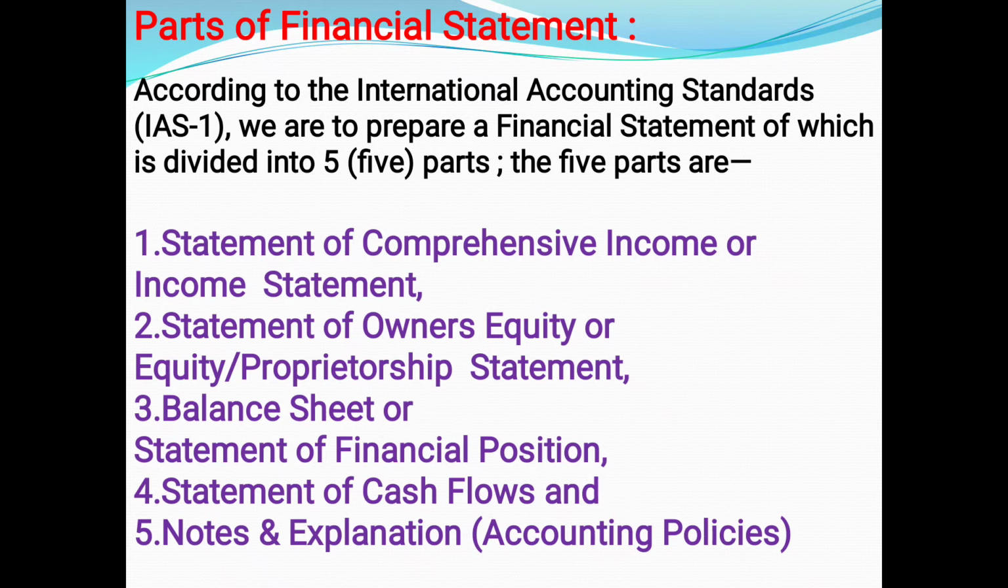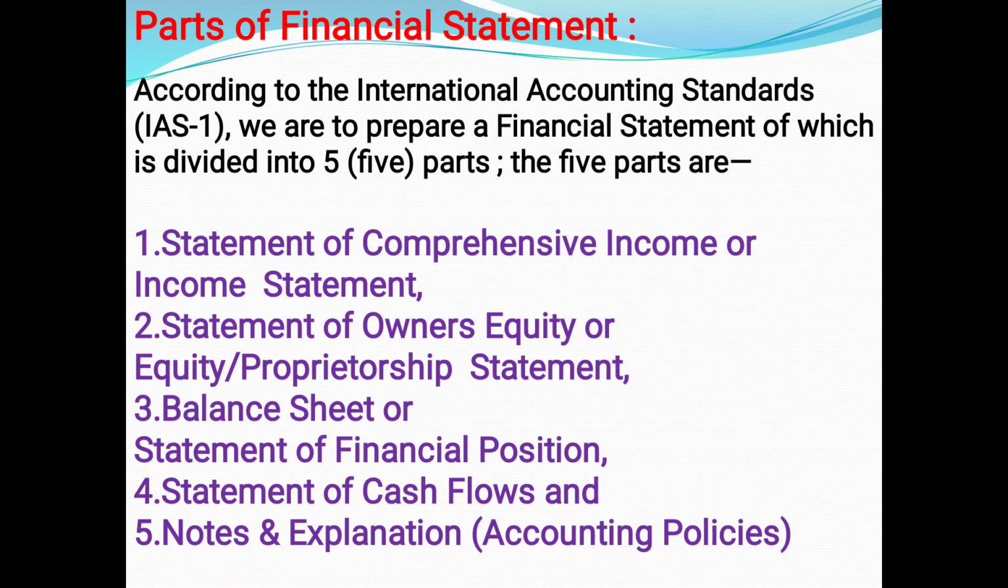According to the International Accounting Standards IAS 1, we are to prepare a financial statement which is divided into 5 parts. The 5 parts are: number 1, statement of comprehensive income or income statement. Second one, statement of owner's equity or equity or proprietorship statement. Number 3, balance sheet or statement of financial position. Number 4, statement of cash flows. And number 5, notes and explanation, that is accounting policies.